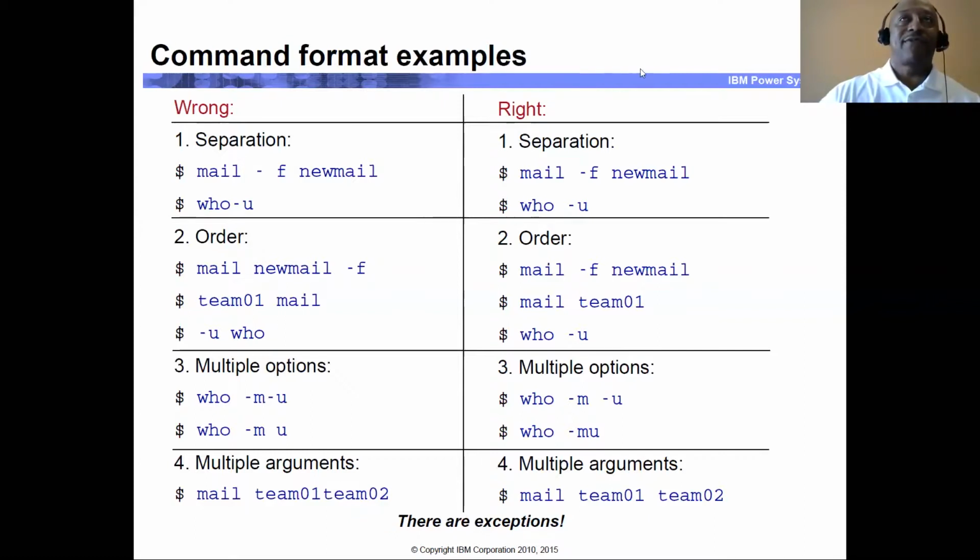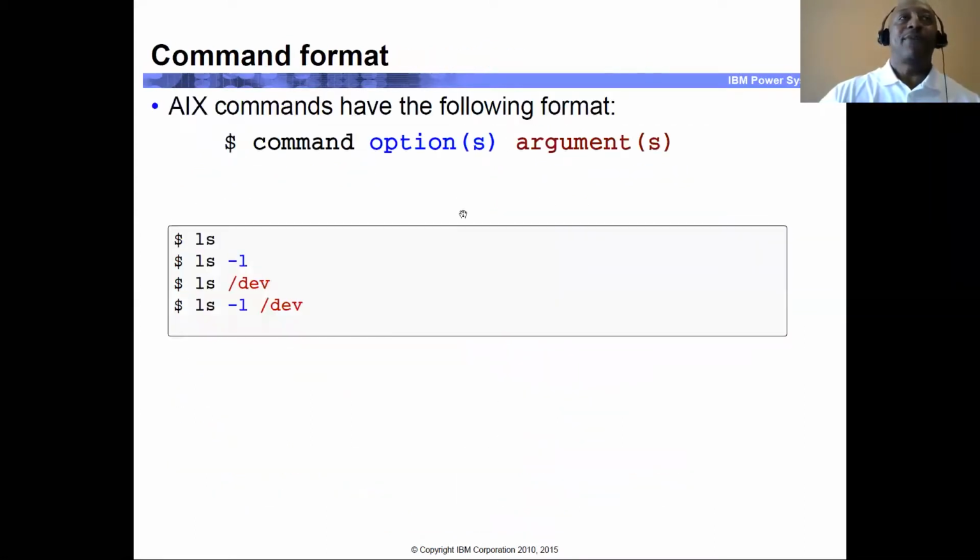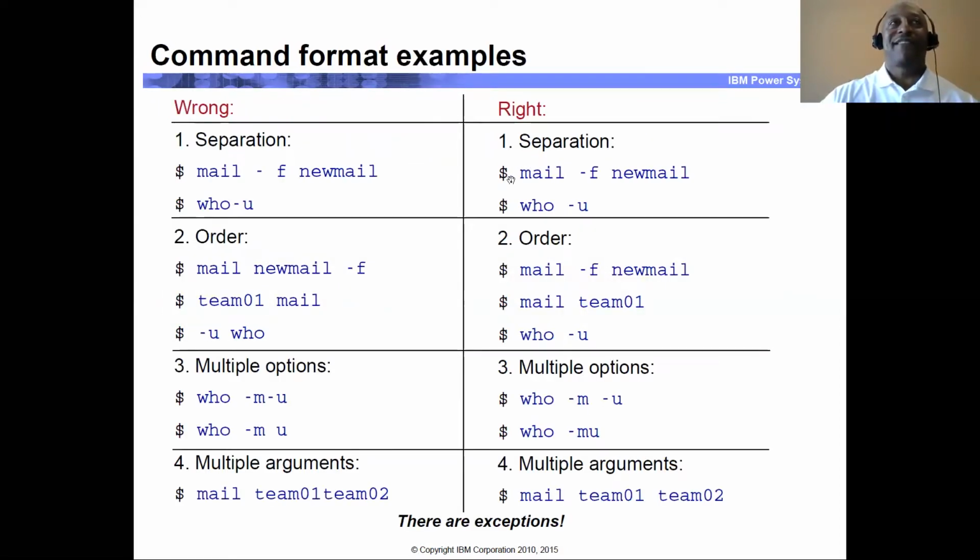Let's clear our drawings first. The simple order is command, options, arguments. So making sure our order is correct, making sure our separation is correct. If there are multiple options, making sure those options can be combined. If not, we have to separate those with a space. But again, you can combine some options. Again, there are always exceptions to this. That's the key phrase down here: there are exceptions.